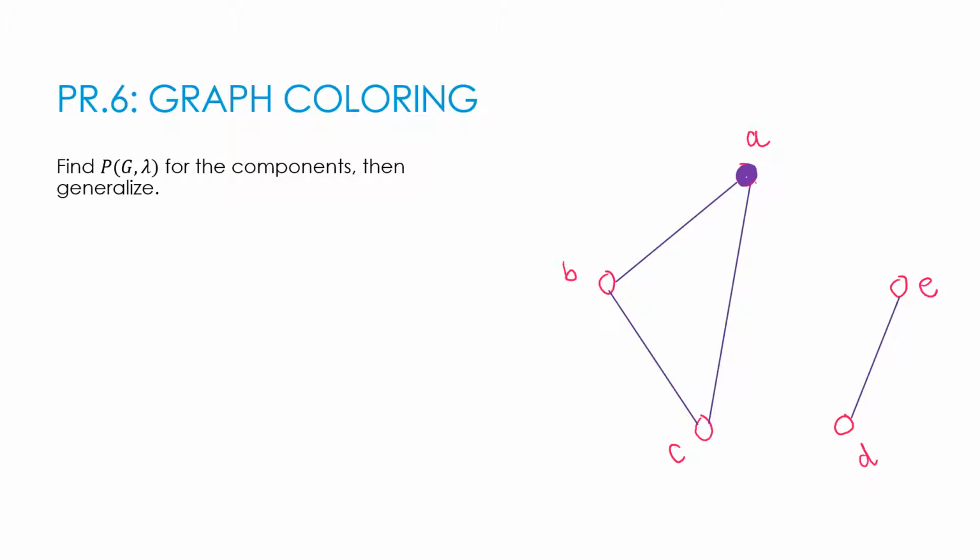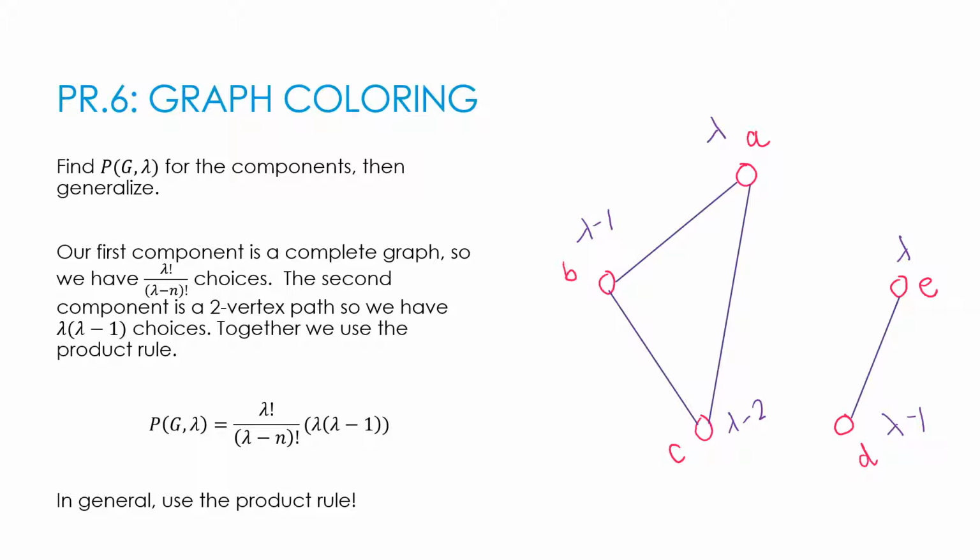A can be any color I want, which we call lambda. This one can't be whatever A is, and this one can't be whatever A or B is. And then the other one is really also a complete graph of 2. So this is any color, and any color except for E. So our first component is a complete graph. And the second one we could call a complete graph, or we could just call a 2-vertex path. Either one is going to result in the same solution.